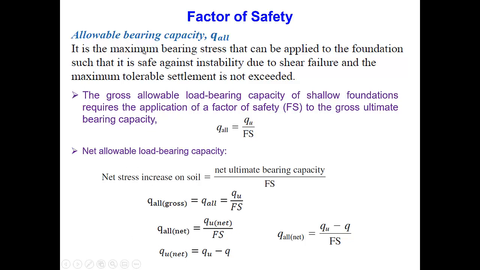Now come to the allowable bearing capacity. What is allowable bearing capacity? It is the maximum bearing stress that can be applied to the foundation such that it is safe against instability due to shear failure and the maximum tolerable settlement is not exceeded. So the capacity at which it will not go for instability and will not go for excess settlement, that capacity you call allowable bearing capacity.